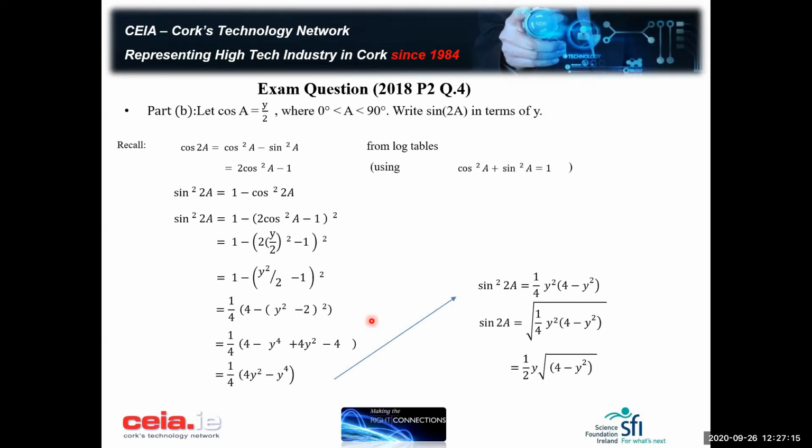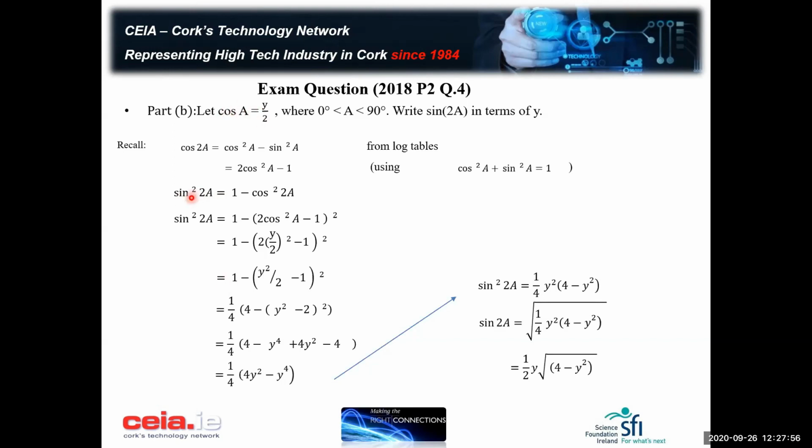Part B, just quickly, they're giving you cos A is y over 2. They ask for sine 2a. Now, in the model answers, they have quite an elegant geometric solution drawn there. It wouldn't occur to me if I was doing it in an exam. So I'm showing you a brute force solution here, where you simply write sine 2a in terms of y. Just use the compound angle formulas to express sine 2a in terms of y, which is a function of cosine a.